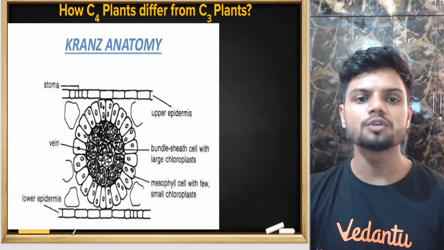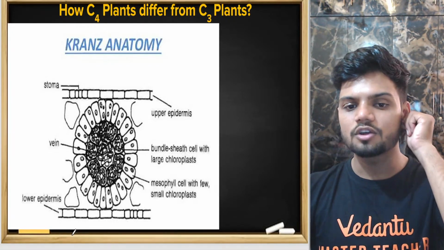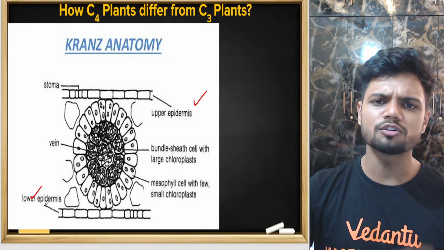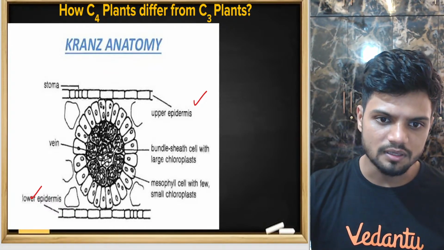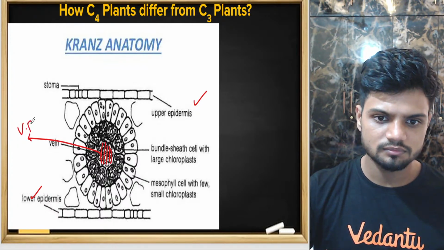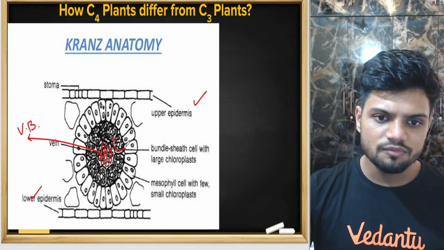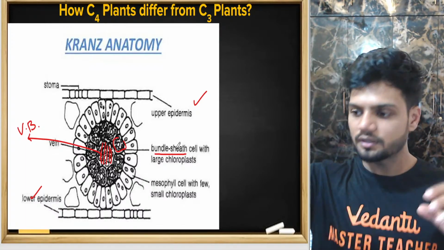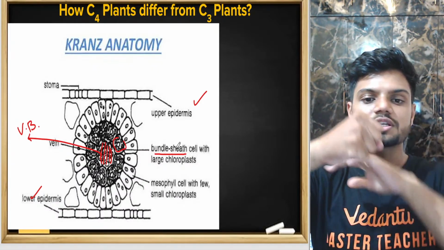To understand the C4 cycle, you need to know something called Kranz anatomy, because if you take a C4 plant leaf and cut it, you will get such a structure. Obviously there is an upper epidermis and lower epidermis, which are present in a normal leaf too. This inside part is the vascular bundles. Around the vascular bundles there is a wheel-like structure called a wreath, and this wreath is made up of bundle sheath cells. So the round vascular bundle is completely covered from all sides by the bundle sheath.